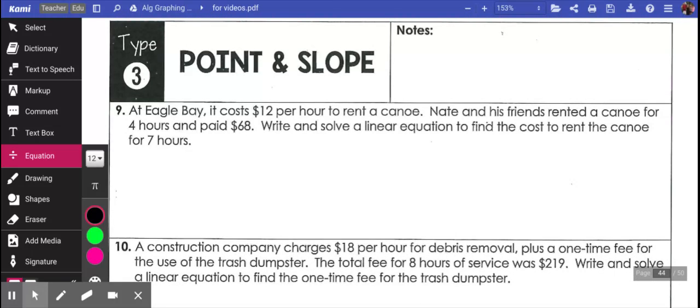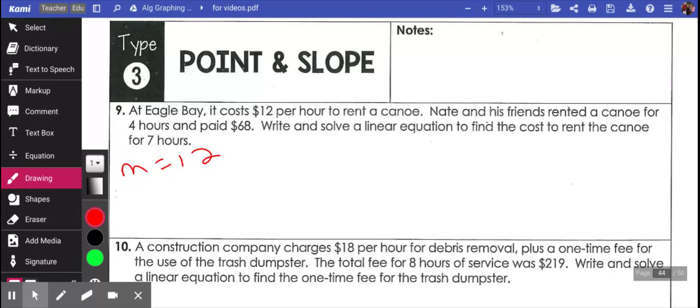And this is, you use it when a problem gives like a sample point and a rate of change. And again, if you can find a better way, that is fine, because some people don't like point slope. So it says at Eagle Bay, it costs $12 per hour to rent a canoe. So that would probably be your slope per hour. Nate and his friends rented a canoe for 4 hours and paid $68. Write and solve an equation to find the cost to rent the canoe for 7 hours.